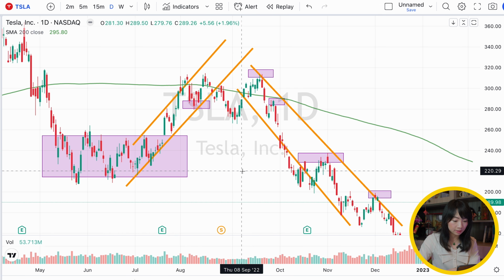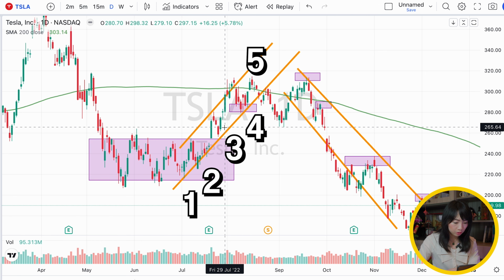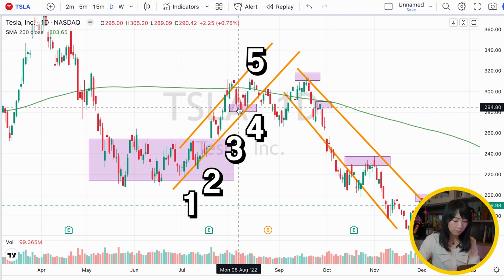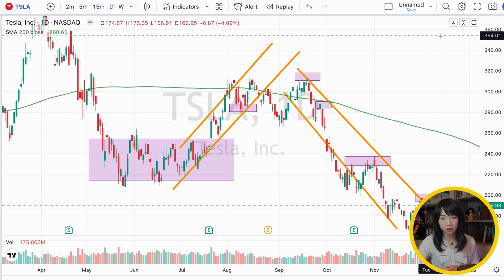Now for the uptrend, it's a similar thing as well. You have the contact points down here, 1, 2, 3, another one over here, 4 and 5. That's when you got the uptrend. Remember, you want to see as many contact points on the daily candles as possible when you're drawing trend lines on the daily chart.